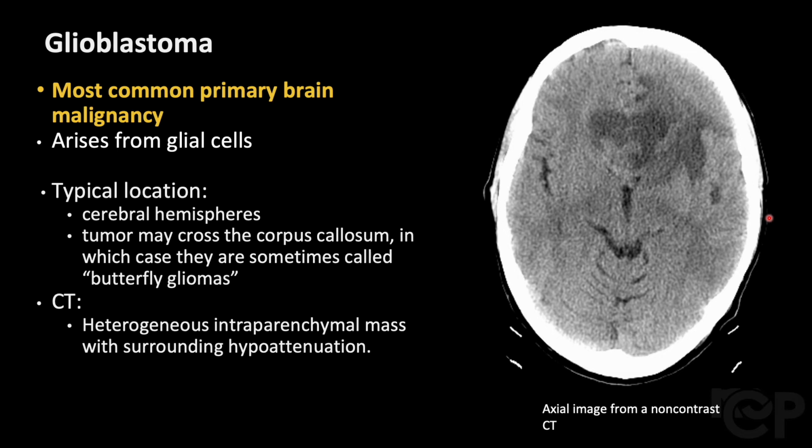Glioblastomas commonly present as a heterogeneous mass on CT because there are different components of the tumor. The periphery of the tumor is isoattenuating or hyperattenuating. This is where the viable tumor cells are. Centrally, the tumor is often hypoattenuating due to central necrosis.